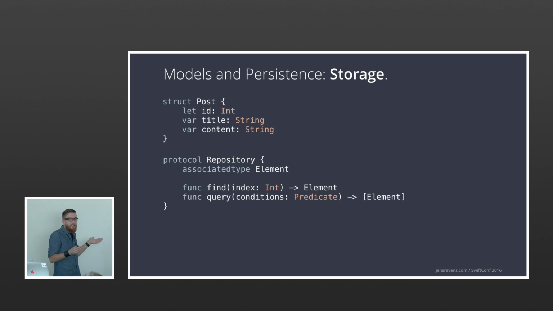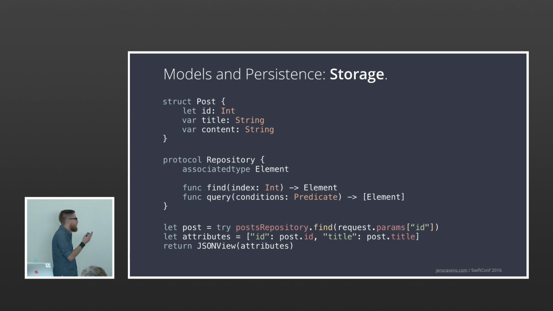You can call find on it to find something by ID, and you can do some kind of query. So give me all posts that were posted before yesterday and that have more than 60 characters in the title. Basically everything you can do in SQL can be done in there. And how does it work in the end?